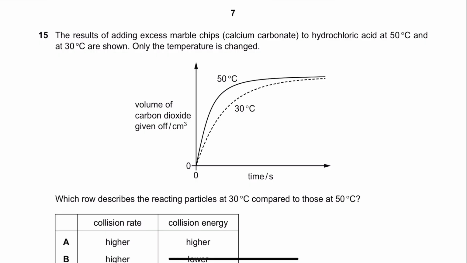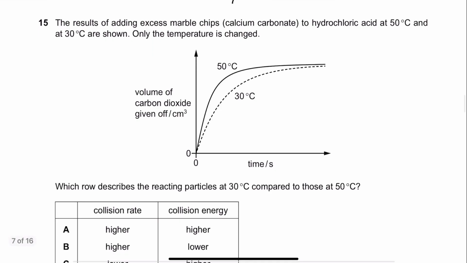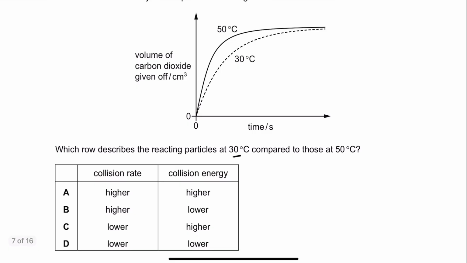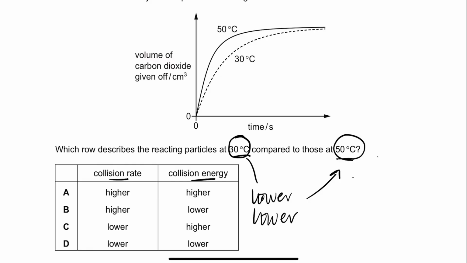Now 15 says the result of adding excess marble chips to hydrochloric acid are shown at 50 degrees Celsius and 30. The only thing that's changed is temperature. Which row describes the reacting particles at 30 degrees Celsius compared to 50 degrees Celsius? So it wants you to tell them, okay, what was the rate of collision? So the collision rate and the collision energy at 30 degrees Celsius compared to 50 degrees Celsius. It was lower. The collision rate was lower because the collision energy was lower compared to 50 degrees Celsius, right? So you say D is your answer. Obviously the collision energy and the collision rate both will be lower.